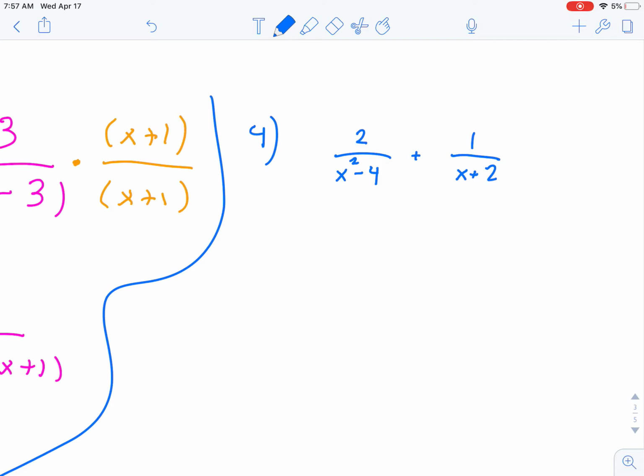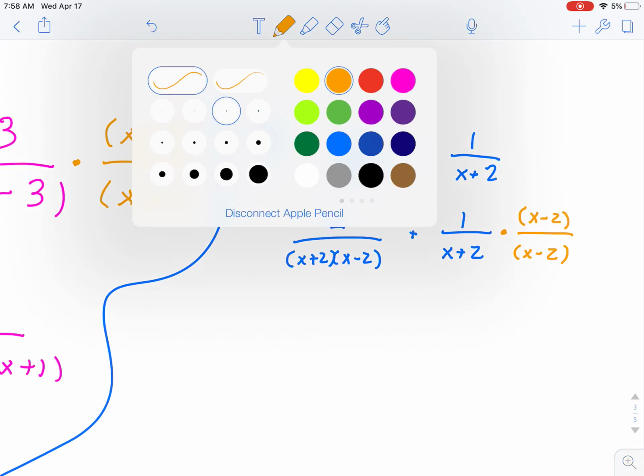The key here is something should jump out to us immediately. The left denominator, we should notice very quickly that it's a difference of 2 squares. Therefore, it factors really nicely to x plus 2 times x minus 2. So just like number 3, you probably see that the second fraction is simply missing the factor x minus 2. So we're going to multiply by x minus 2 over x minus 2.